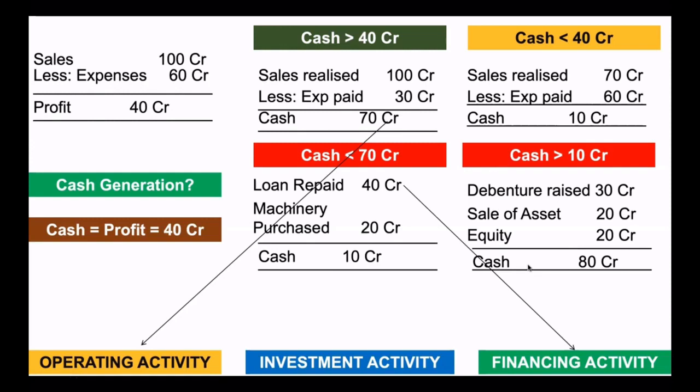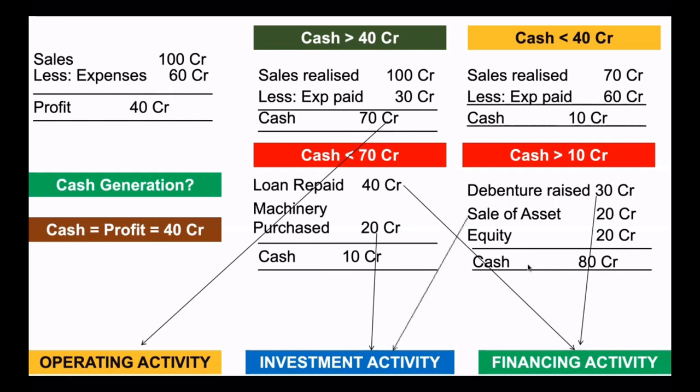Whereas this 40 crore repaid is a result of financing activity. They raised finance in the past. They are repaying that now, financing activity. Look at this machinery purchase, 20 crore. They are investing their money. It's an investment activity. Whereas this debenture of 30 crore money coming in is the result of financing activity.